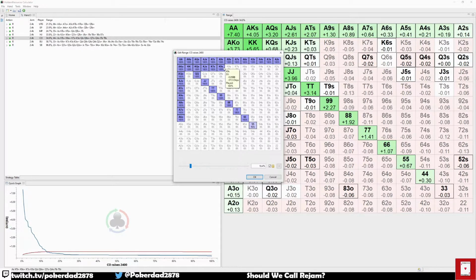Gonna open up with 17 bigs. Could get re-jammed on, so I guess King 7. I don't think I really want to open up any of this other stuff here. I don't even think I want to open up even 9-8 or 8-7. Get re-jammed on here so often. This is 24%. I guess this is fine here.